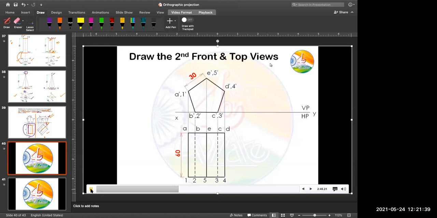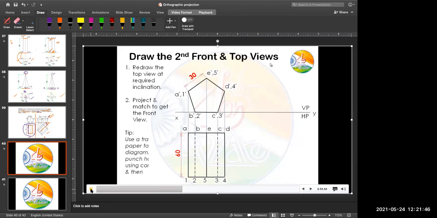The next step is to get the second temporary view. In the second temporary view, we have been told that the axis of the prism is inclined at 60 degrees to VP. So we have to actually redraw this top view. That means we have to get a Xerox copy exactly as it is of the top view that we got in the first step and redraw it such that its axis is inclined at 60 degrees. So we have this first edge E5 inclined at 60 degrees.